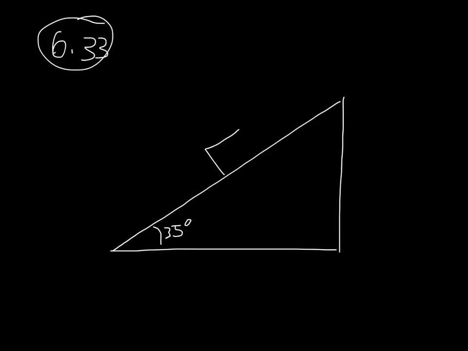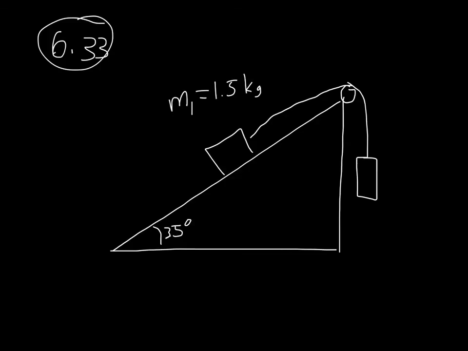That we have box 1 connected by a string over a massless pulley to box number 2 that just kind of hangs here. We are told mass 1 equals 1.5 kilograms. We are told mass 2 equals 3 kilograms. We are also told that there is friction, and the coefficient of kinetic friction is going to be equal to 0.4. All right.